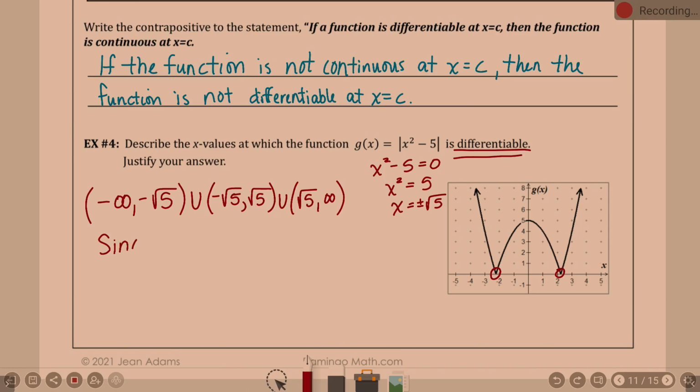Since g of x has a sharp corner or cusp, I'm going to say at x equals plus or minus square root of 5.